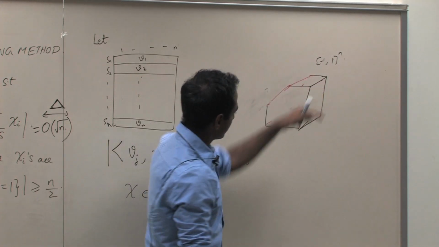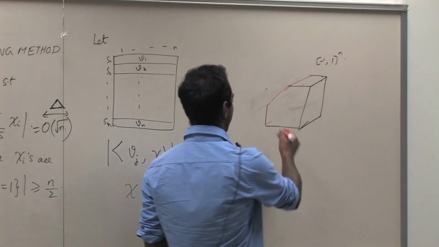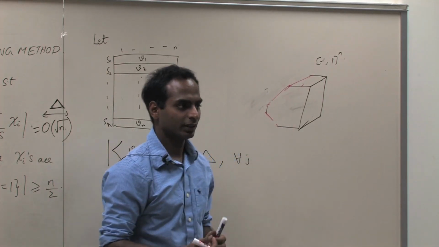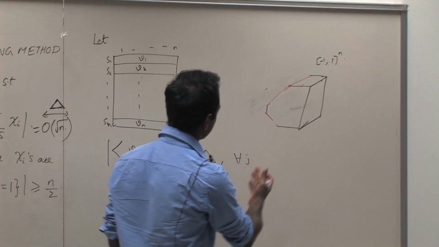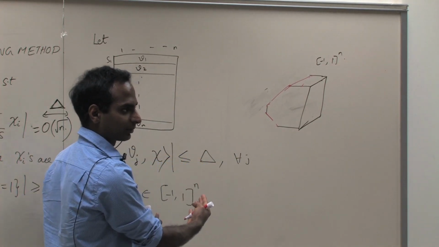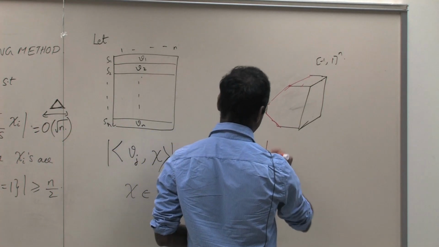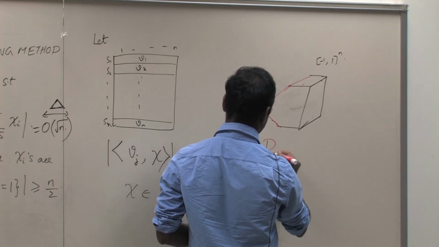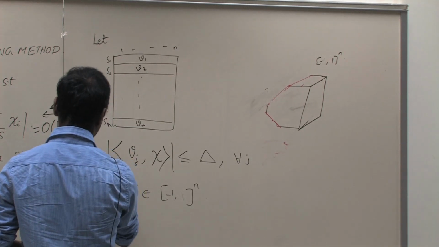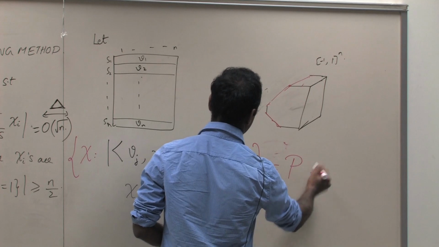Okay, so I just cut off one section of the cube. And similarly, I could add other cuts. This is what our space of all solutions looks like. Let's call this polytope P. P is the set of all x such that this is true, then this is the polytope P.